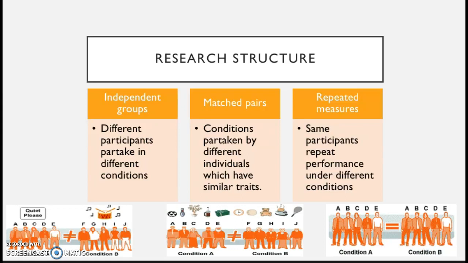They carry out one condition and then the other. This can have effects because the participant may then understand what they're doing, may understand what's going to happen, why they're doing it, and this can lead to demand characteristics and them carrying out behaviours in certain ways because they want to be liked by the researcher. So this is why there's different structures, because some suit different experiments and research differently.